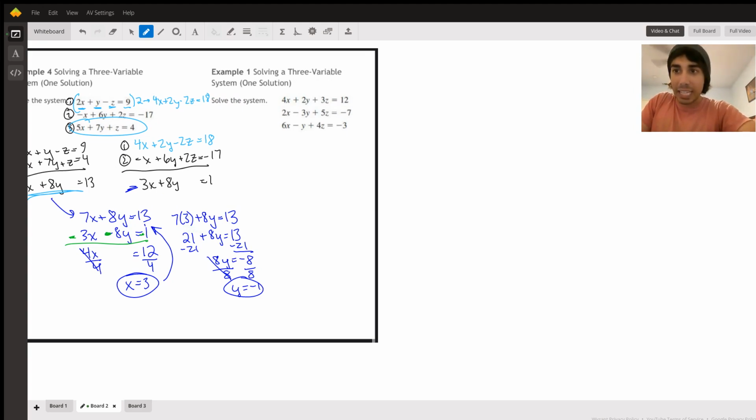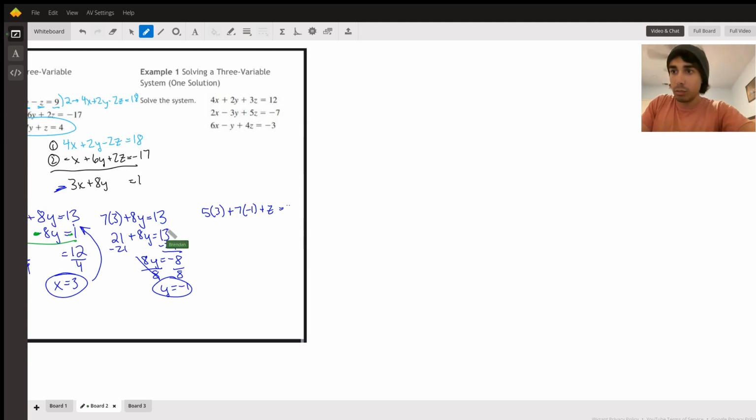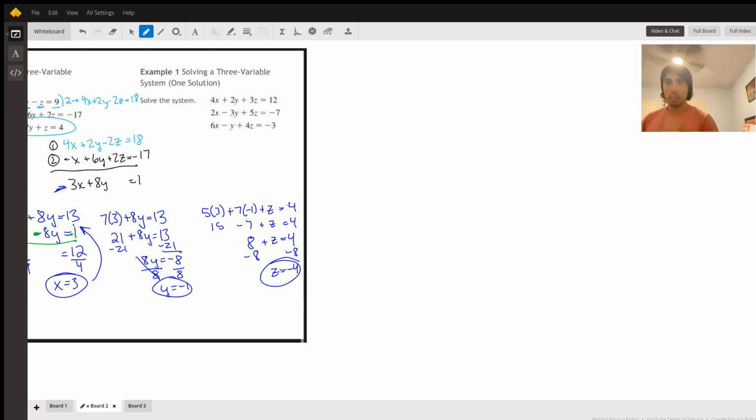So I've got 5x, but x is 3, so it's going to be 5 times 3. Plus 7y. y is -1, so 7 times -1. Plus z equals 4. So it'll be 15 minus 7 plus z equals 4. 15 minus 7 is 8. Plus z equals 4. Subtract 8 on both sides, and you will get z equals -4. And there we go.